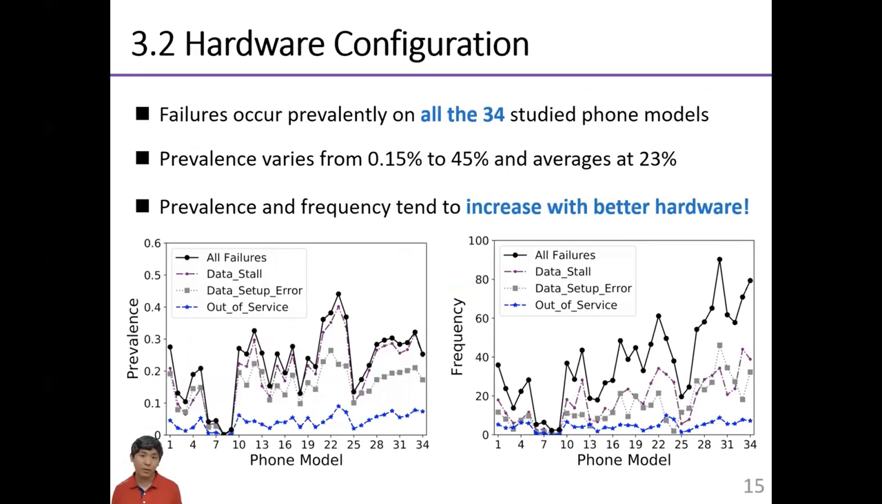Intuitively, buying more expensive hardware should bring us a better experience. However, we surprisingly find that both the failure prevalence and frequency tend to increase with better hardware. To understand this, we examine the correlations between failure events and the phone model's features. Consequently, we uncovered two major impacting factors: 5G capability and Android version.